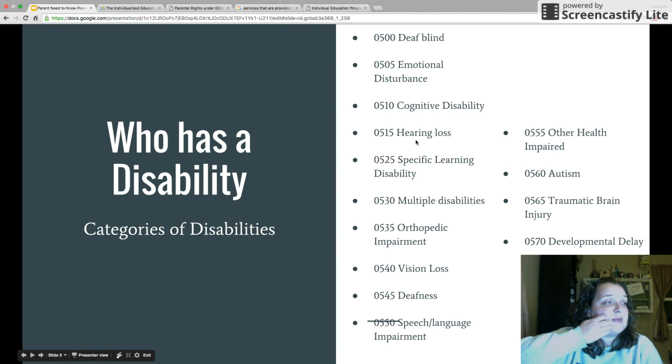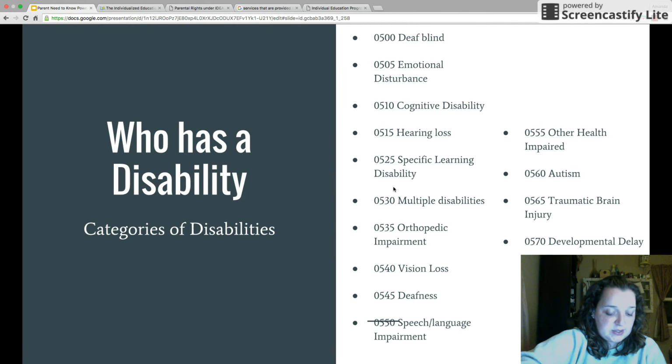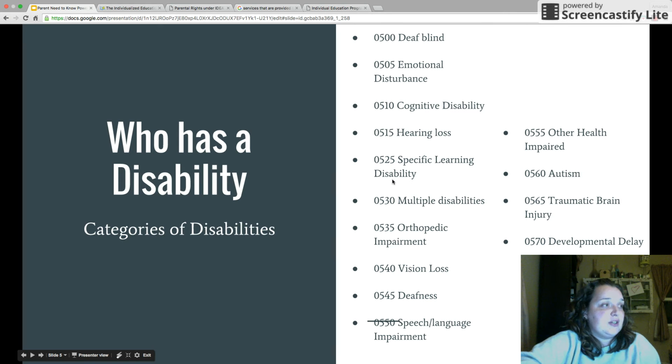Hearing loss is where they can't hear or they've lost their hearing at an early age, maybe because of sickness or developmentally. A specific learning disability is where the child is struggling in a specific subject in school, whether it's reading, math, or writing. Usually those three categories are covered under this disability. Multiple disabilities would be a mix of these or more. So if your child has more than one disability, say they can't walk and they also have a learning disability, they would be under this one.